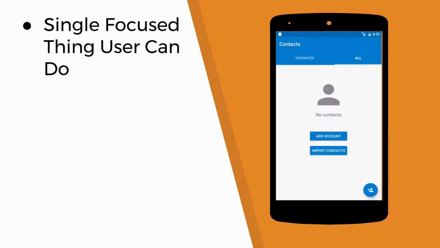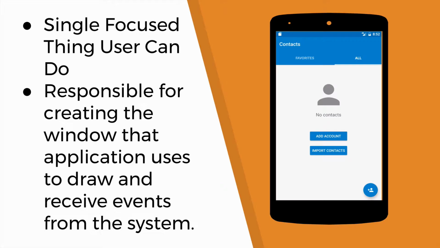According to the Google documentation, an activity is described as the single focused thing a user can do. Also, activities are responsible for creating the windows that the application uses to draw and receive events from the system. Basically, an activity creates a view on the screen through which you and I interact with the application.